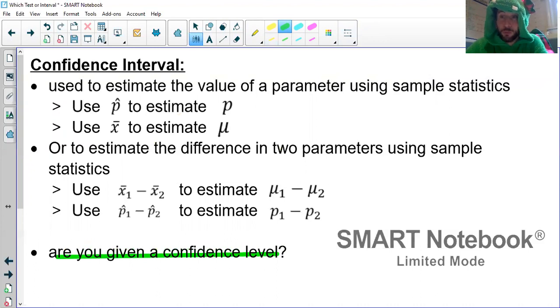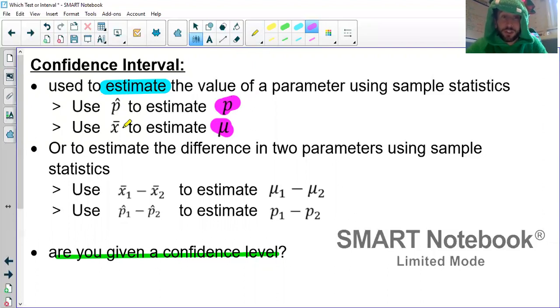But remember, the reason we use a confidence interval is to estimate the value of a parameter. If we're talking one sample, a confidence interval is used to estimate the value of some parameter. The only way we could truly know the value of a parameter, like a true population percent or true population mean, would be if we do a census, like the government's trying to do right now in 2020. In most cases, that's unrealistic.